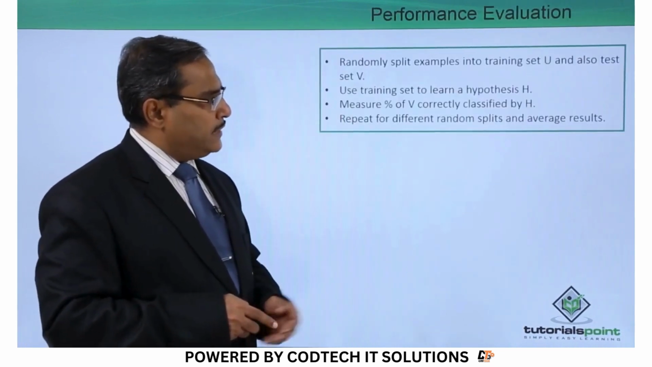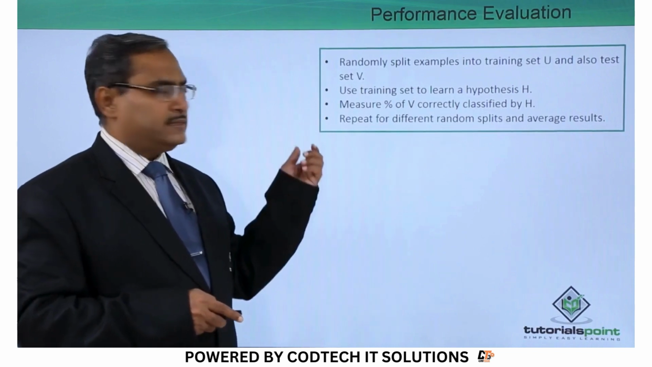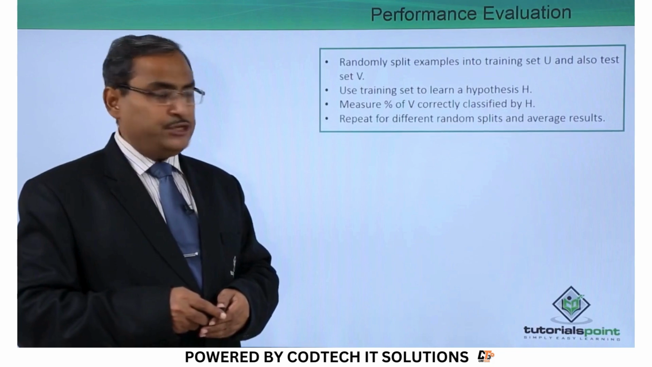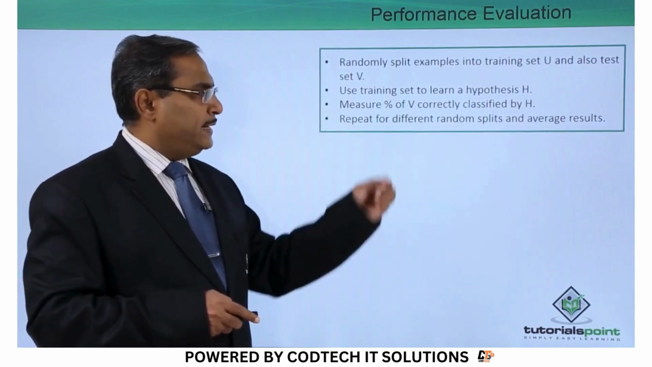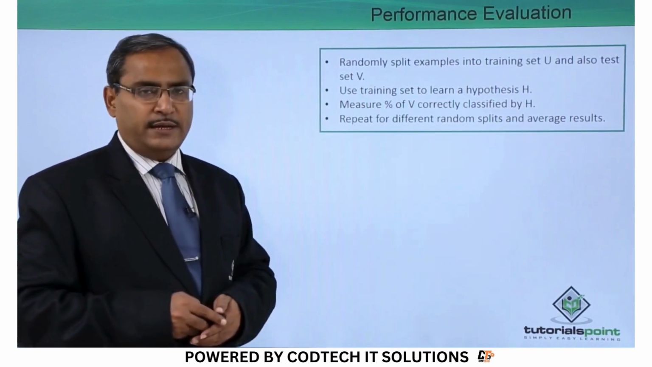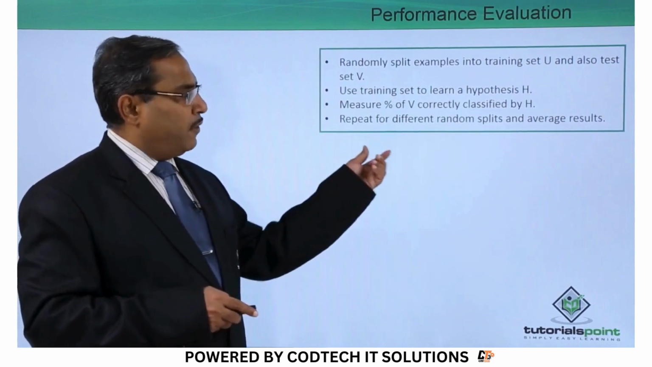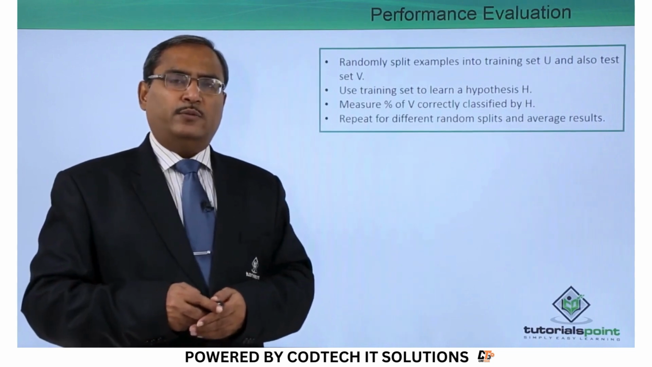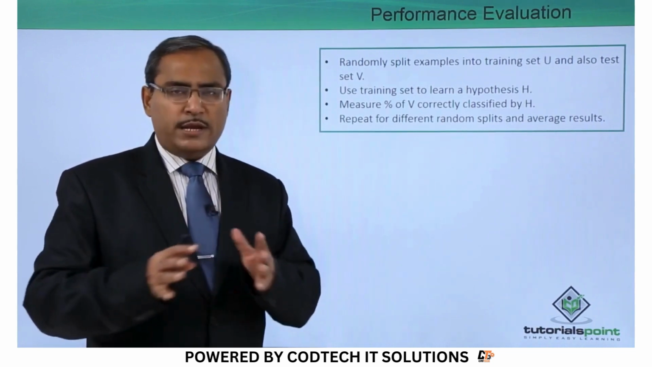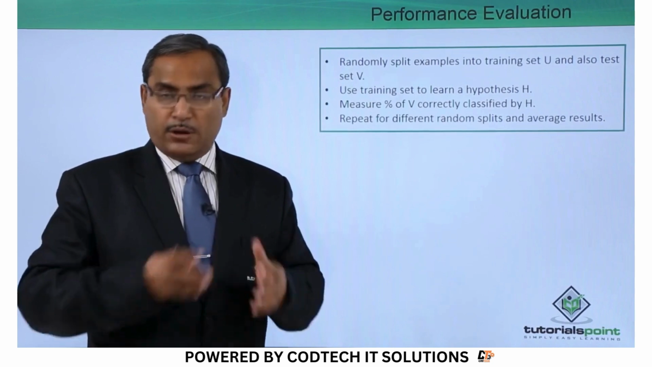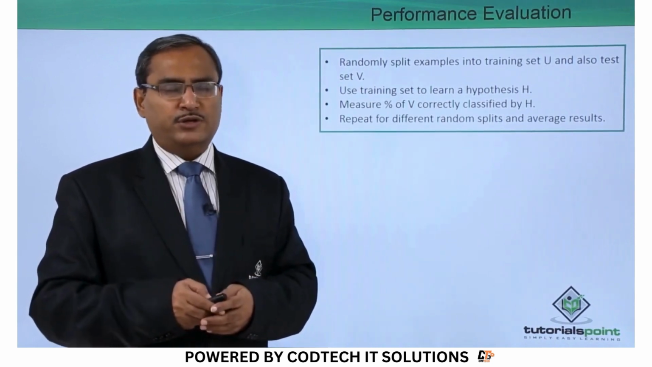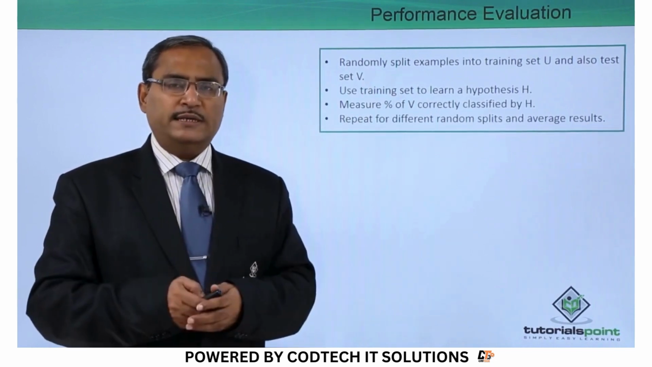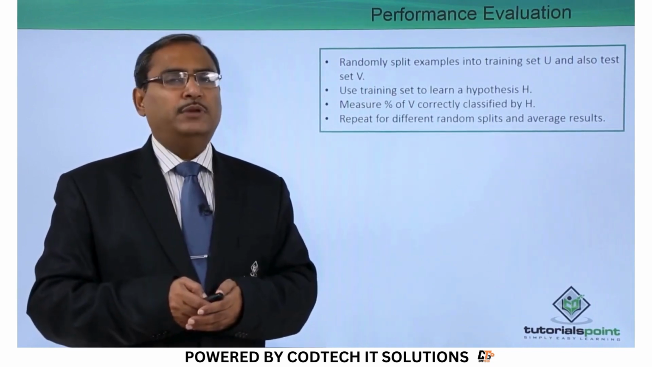Randomly split examples into training set U and also test set V. Use the training set to learn a hypothesis H and measure the percentage of V correctly classified by H, and repeat for different random splits and average the results. So we can split our data set randomly into a training set and a test set, and we can go for performance evaluation, and then we can average those results to decide the efficiency, ability, and accuracy of the model.